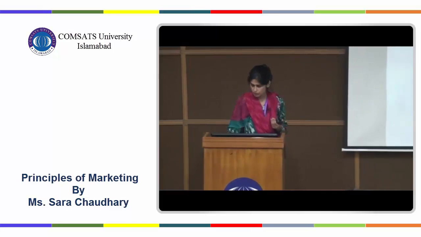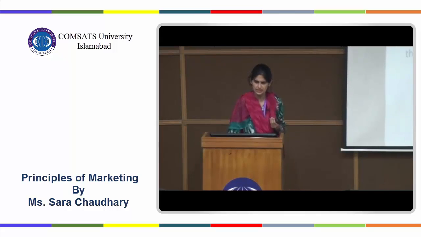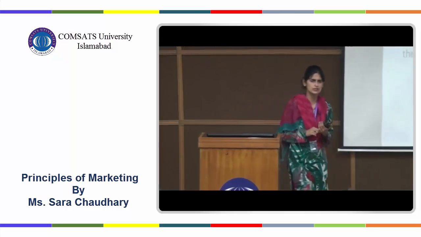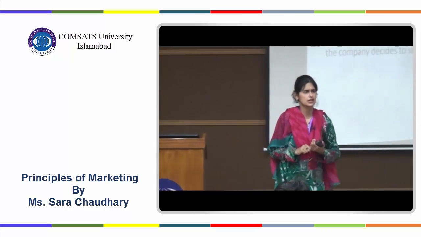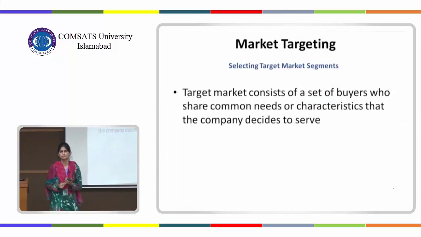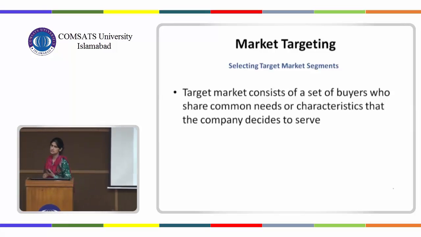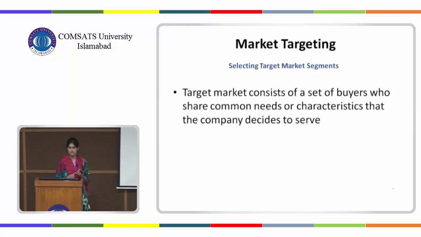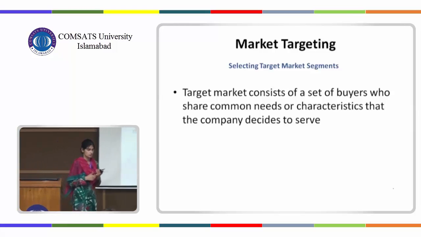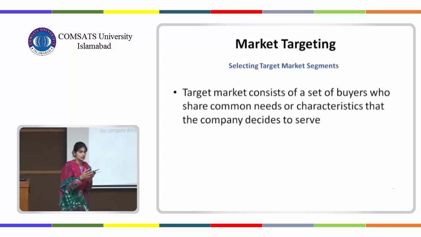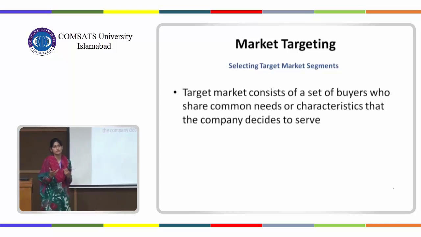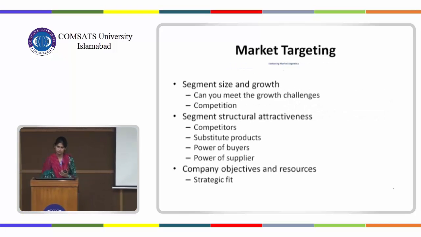Now let's just recap what we did in the other class. We started off with target market. So what is the target market? Target market consists of buyers who share common needs or characteristics that the company decides to serve. So you group the common people together, and then you make a market offering to those people who share common interests, values, or any other common characteristic.